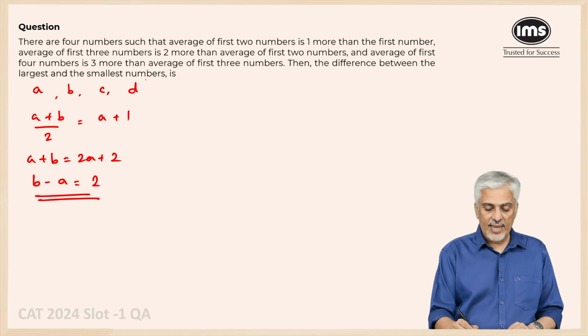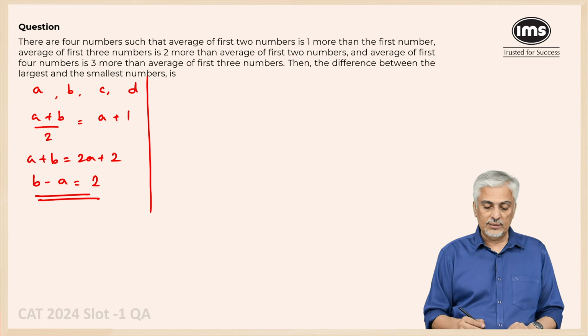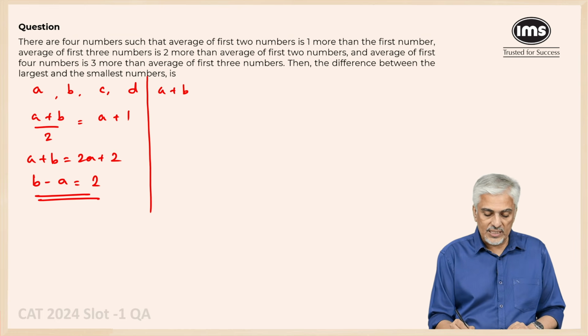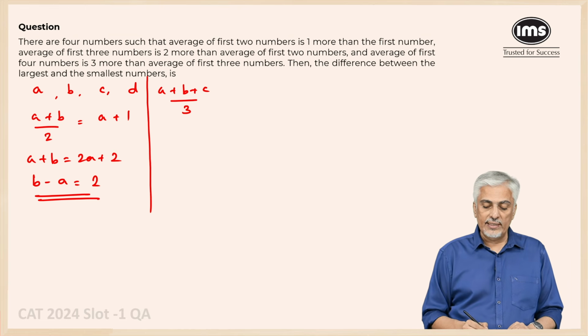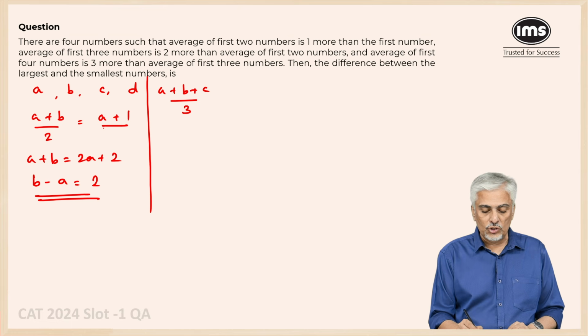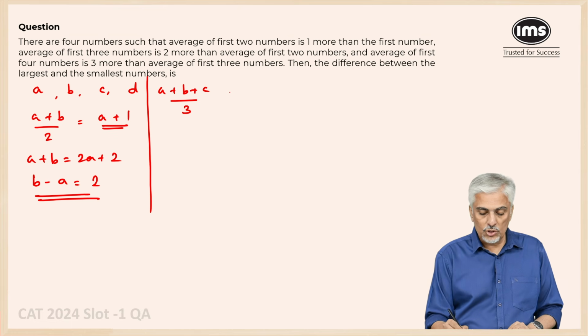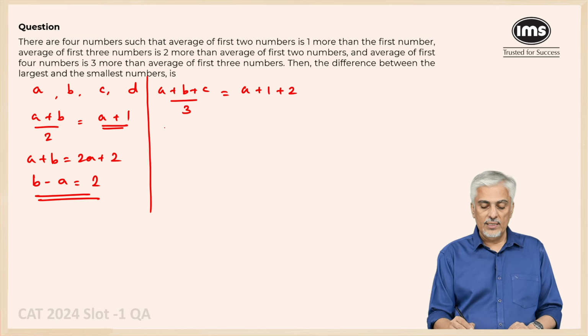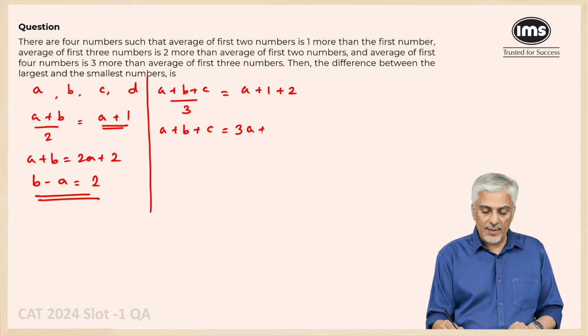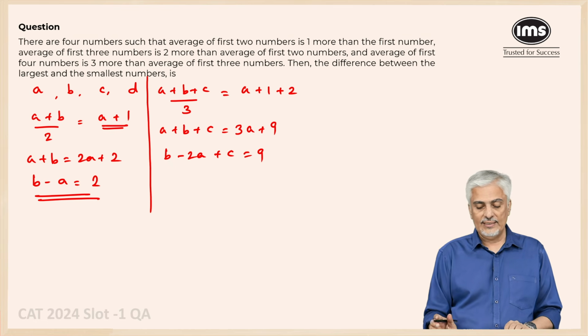Now what have they said? The average of the first three numbers, that is A plus B plus C upon 3, is 2 more than the average of the first two numbers. The average of the first two numbers was A plus 1. So 2 more than that, so A plus 1 plus 2, that is A plus 3. So I'll get A plus B plus C is 3A plus 9, and I'll get B minus 2A plus C is equal to 9. Leave it over here as it is.